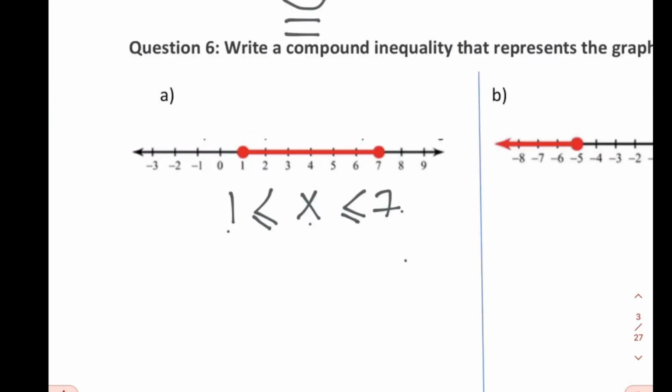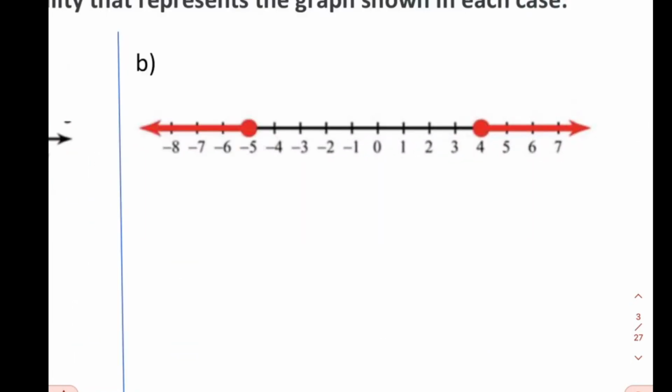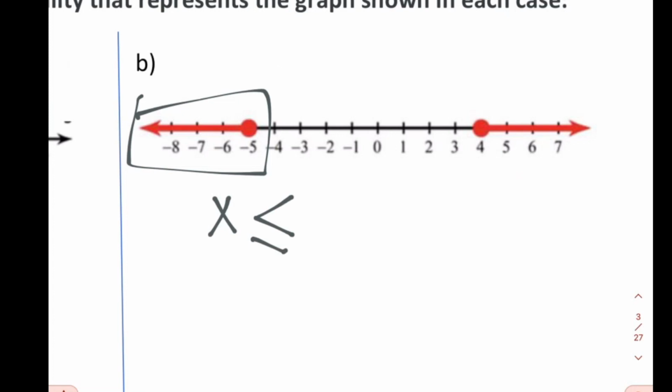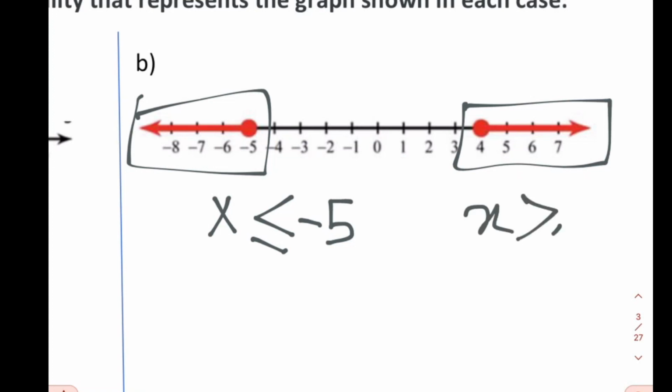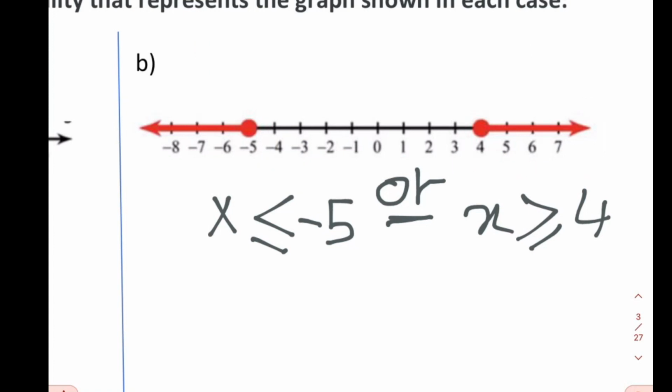Okay, we go to the other one. The other one, you cannot have a double inequality. You have to do this on its own, which is x less than or equal to -5. And you have to do this on its own, which is x more than or equal to 4. And you have to put "or" here, because it takes these or these. You cannot put "and" here.